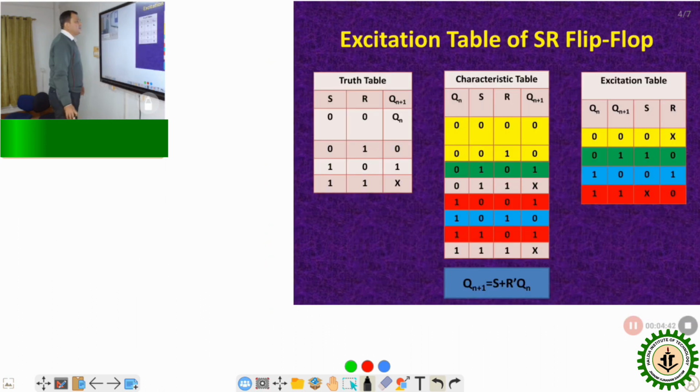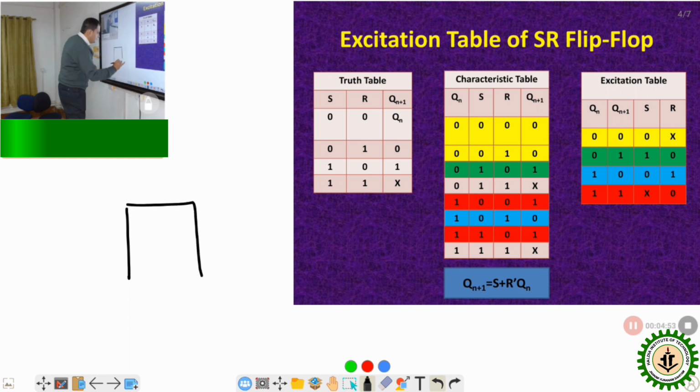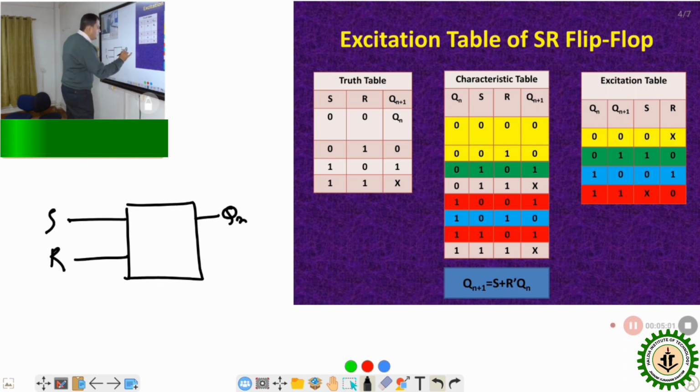Now we will start from the SR flip-flop. We know the truth table of the SR flip-flop. It has two inputs S and R, output Qn, and inverted output Qn bar. We don't bother about Qn bar, because if we know Qn, we will know Qn bar. That is not a big issue.